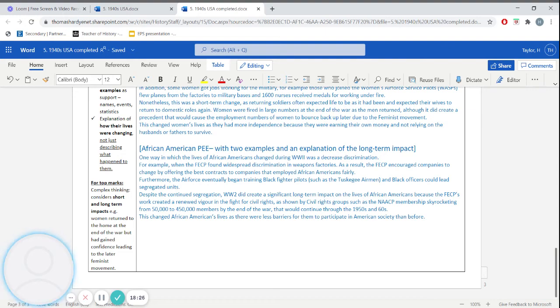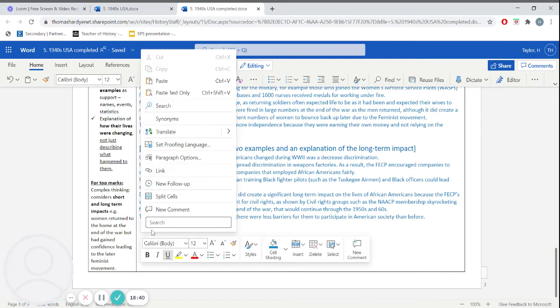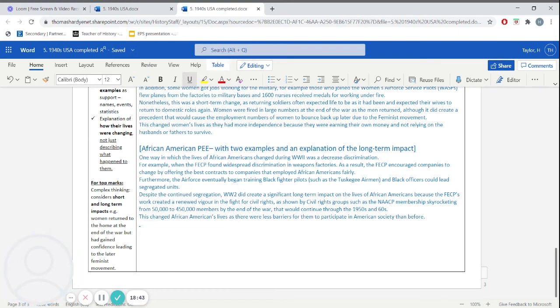Furthermore, the Air Force eventually began to train fighter pilots, such as the Tuskegee Airmen, and black officers to lead segregated units. And then I've talked about the long-term impact here. Despite the continued segregation, World War II did create a significant long-term impact on the lives of African Americans, because the FEPC's work created a renewed vigor in the fight for civil rights, as shown by civil rights groups such as the NAACP, membership skyrocketing from 50,000 to 450,000 members by the end of the war. That would continue through the 1950s and 60s.